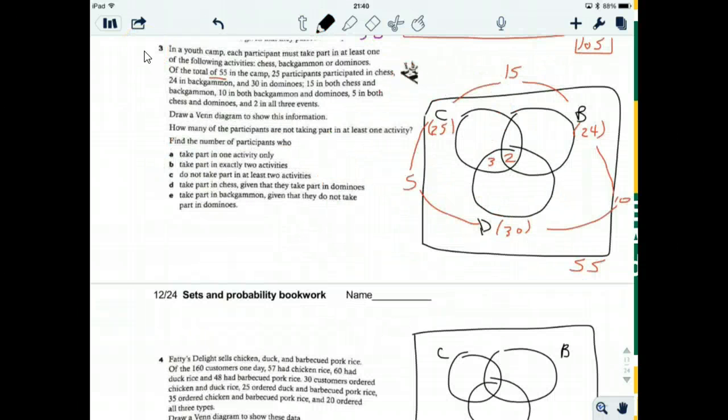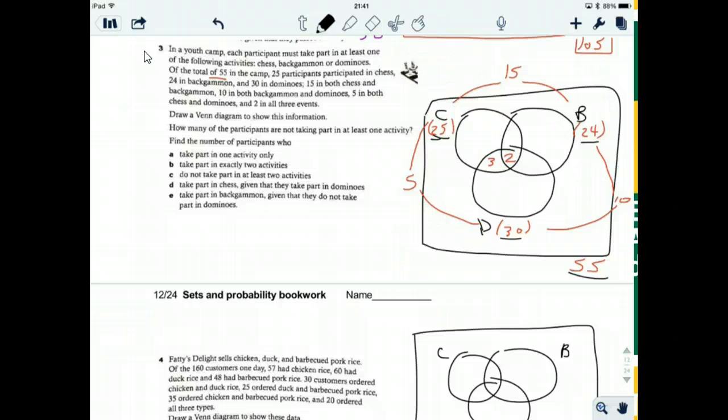Okay, we're going to do number 3. In a youth camp, each participant must take part in at least one of the following activities: chess, backgammon, or dominoes. Of the total of 55 people in the camp, 25 participate in chess, 24 in backgammon, and 30 in dominoes. I'm writing it on the side and not in the circle because we don't actually know how many of these 25 who play chess play only chess. So we know that the whole circle contains 25, but we don't know how much each section of the circle contains. So I write it outside. Then it gives me more information.